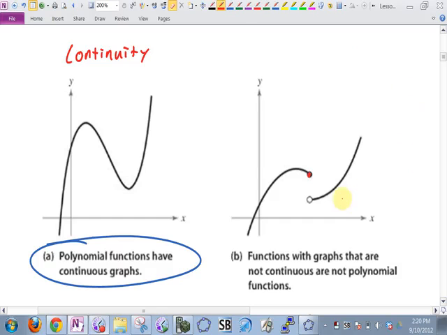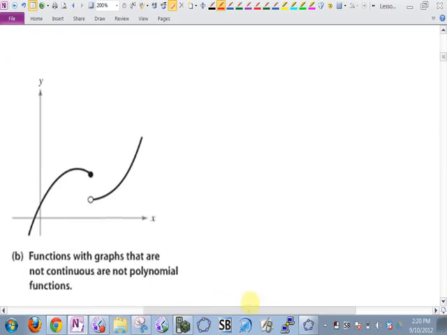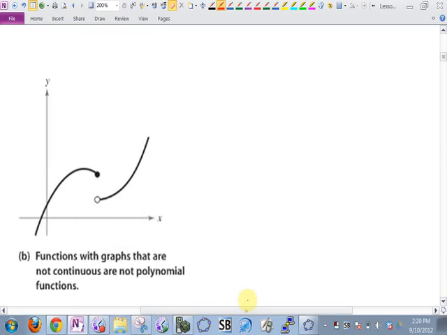So not all piecewise are discontinuous. Your two pieces can match up perfectly to where you draw them without lifting up your pen. But if I take this piece and shift it down a little bit, now there's a jump discontinuity. What other types of discontinuities have you seen in the past? You remember?